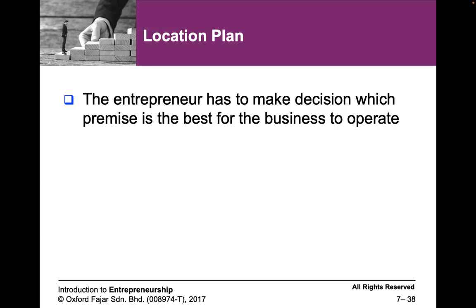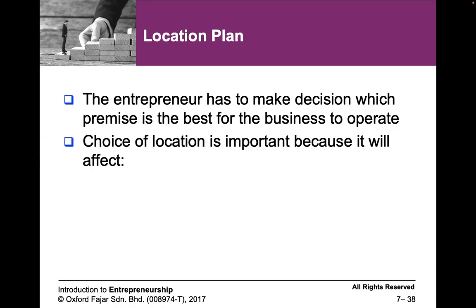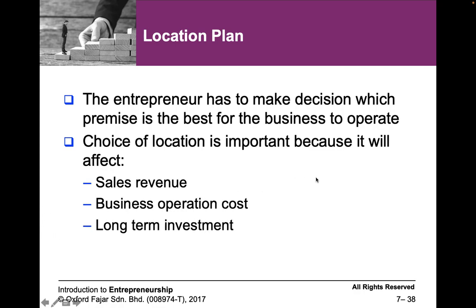Next, you must identify the location for your factory. The entrepreneur has to make a decision on which premise is the best for the business to operate. Choice of location is important because it will affect sales revenue, business operation cost, and also long-term investment. So the company needs to identify the location of the factory, the location of the operational process. Where to do the operation.